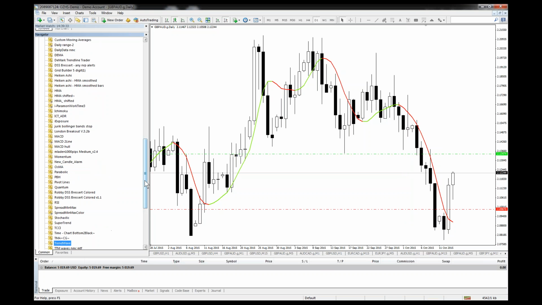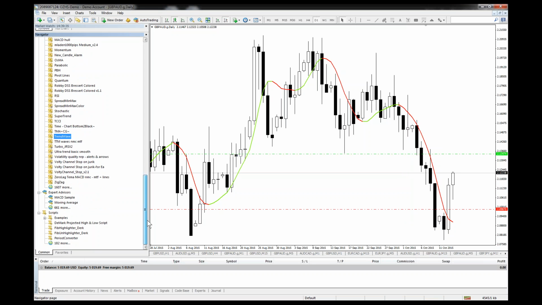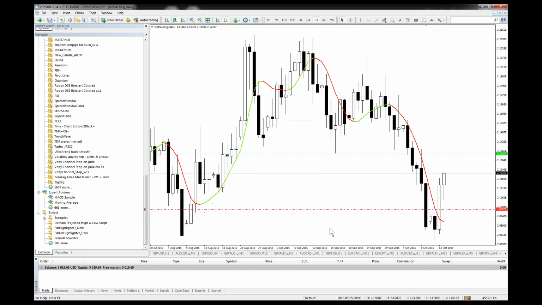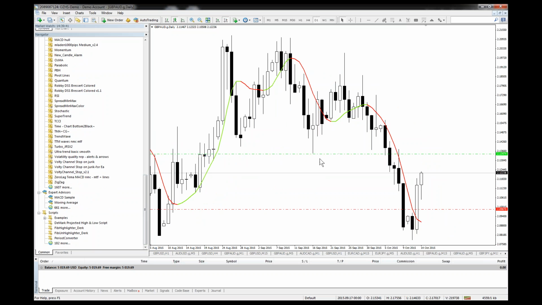And I can't remember how to remove a script. Doesn't the script just run and then close? Yeah, but if I wanted to get the lines off, but that's neither here nor there at the moment.